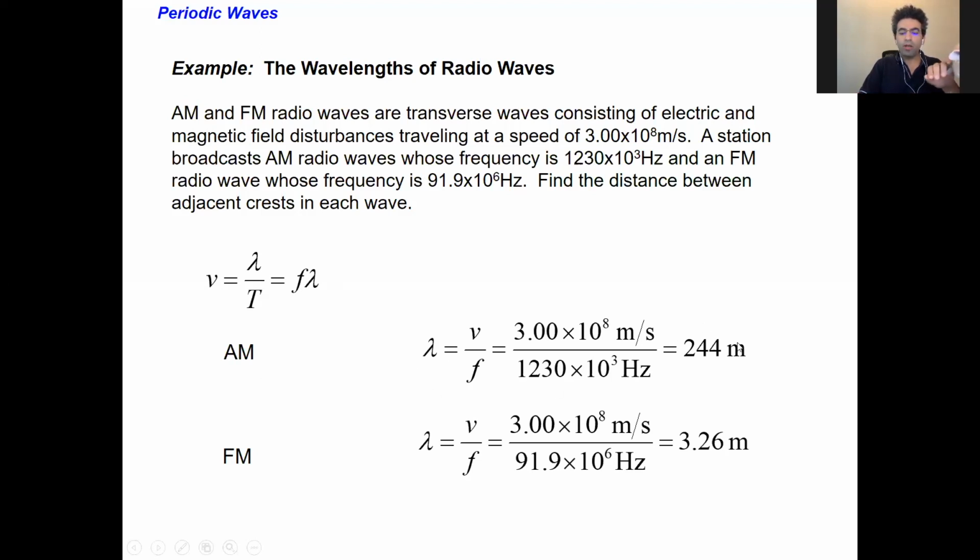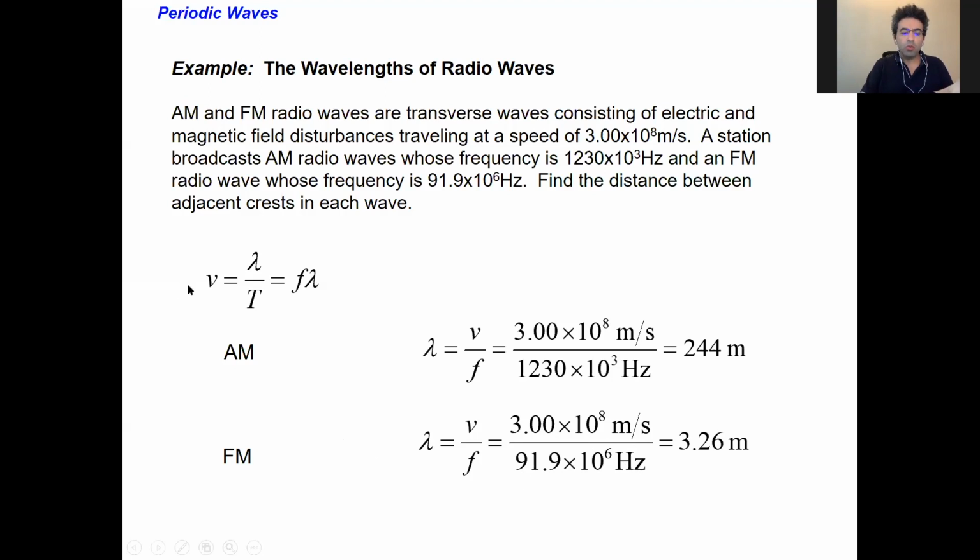Turns out that for AM waves, it's really, really long. It's 240 meters. That's 2.5 football fields. A really long wave. So if I take a snapshot in time and look between adjacent crests of that wave, the distance between them would be 2.5 football fields, while for FM waves, because they have a much higher frequency, they have a shorter wavelength at about 3 meters, which is quite small, like 10 feet, compared to the other one. And of course, if they have a bigger frequency, then they would have an even shorter wavelength and so on, okay?